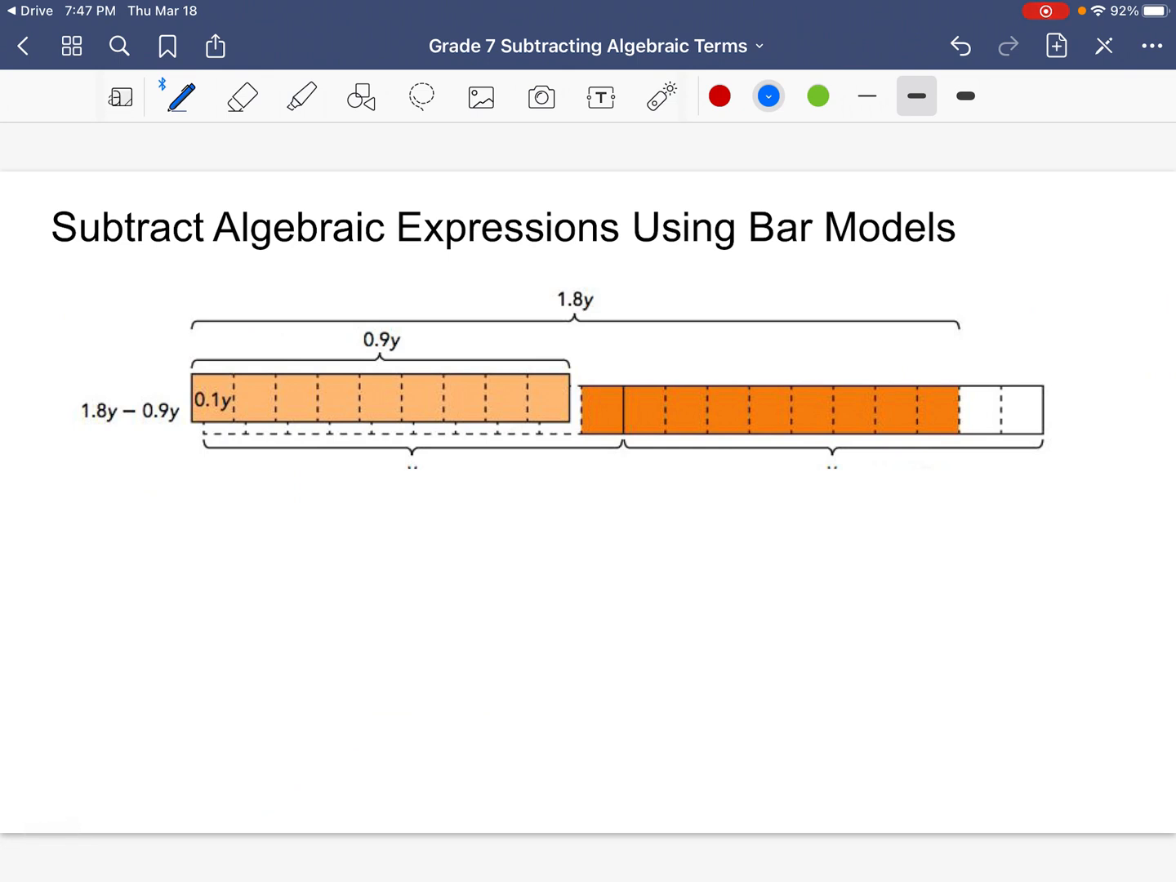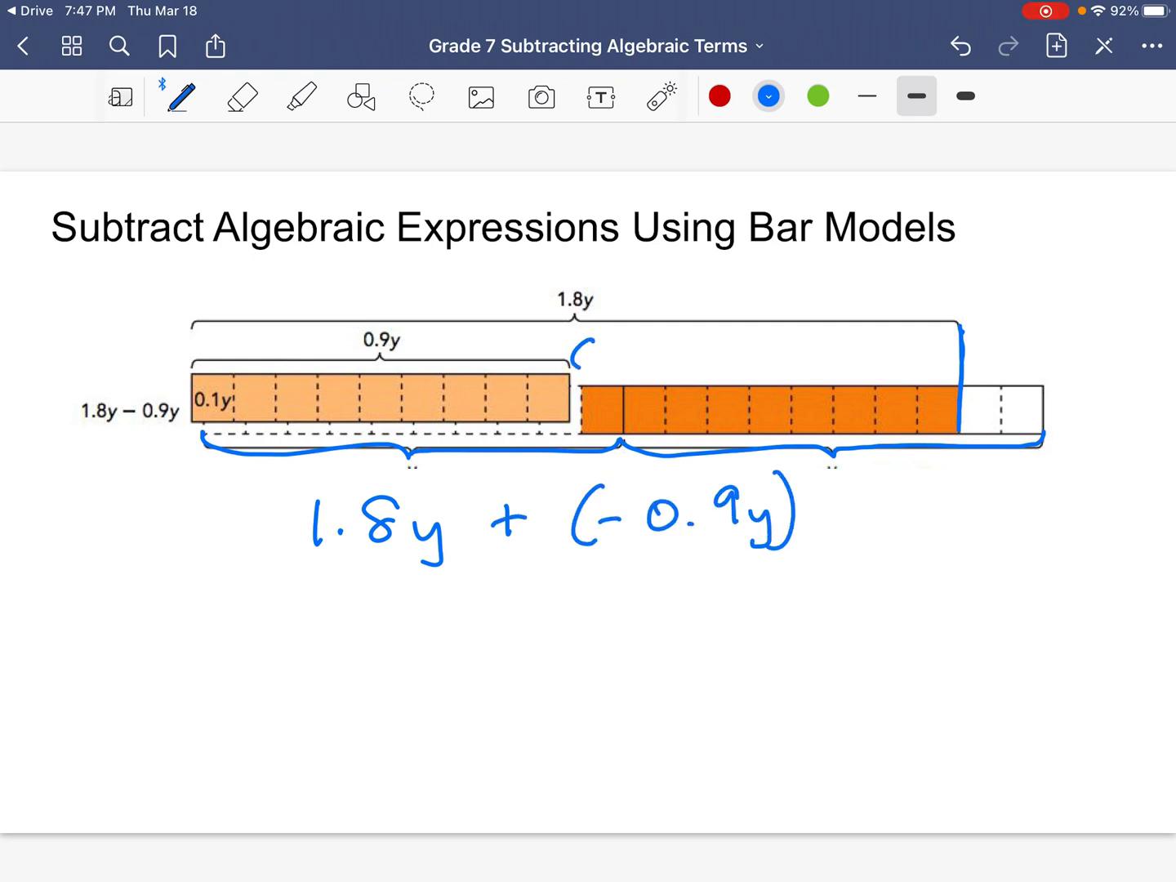Here's another example where we're subtracting 0.9y from 1.8y. So we've got 1y to here, and a second y would go all the way over here, and we're subtracting from just 1.8, so that goes to here. And to subtract 0.9y, or to add negative 0.9y, we can cut that off here and we're left with 0.9y.